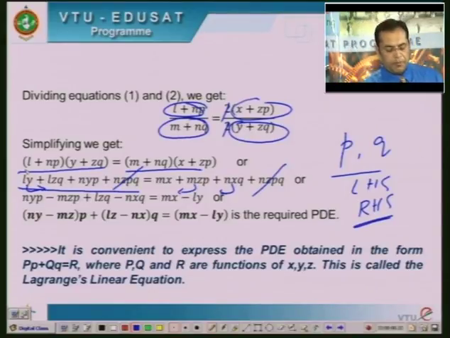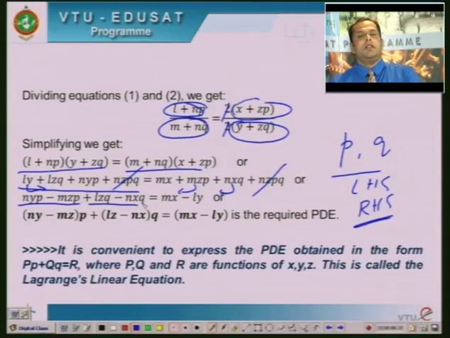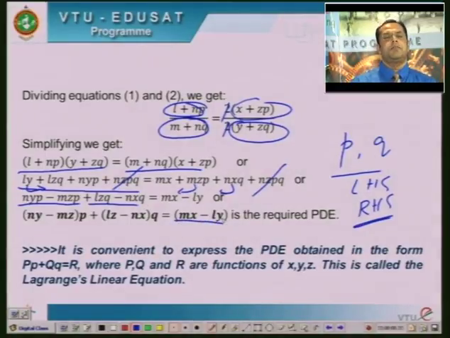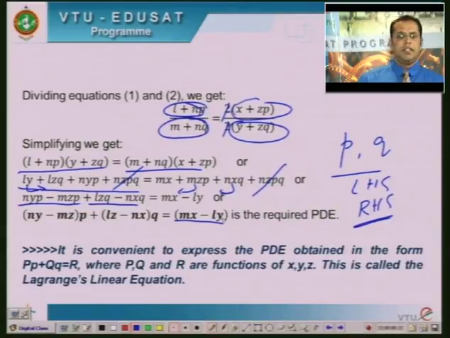So, finally, these two terms have p common. So, you have (ny − mz)p, plus these two terms have q common, you get (lz − nx)q equal to mx − ly, which is the required PDE. Observe that this PDE contains only p and q and hence it is a PDE of order 1.